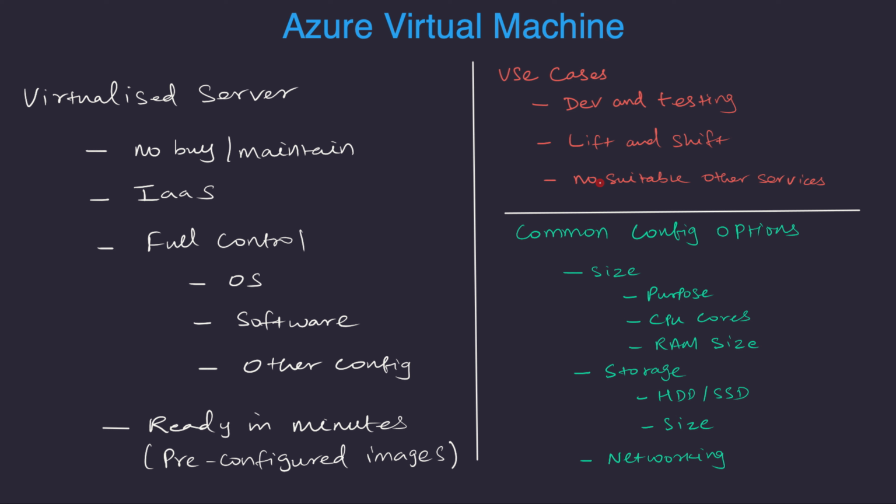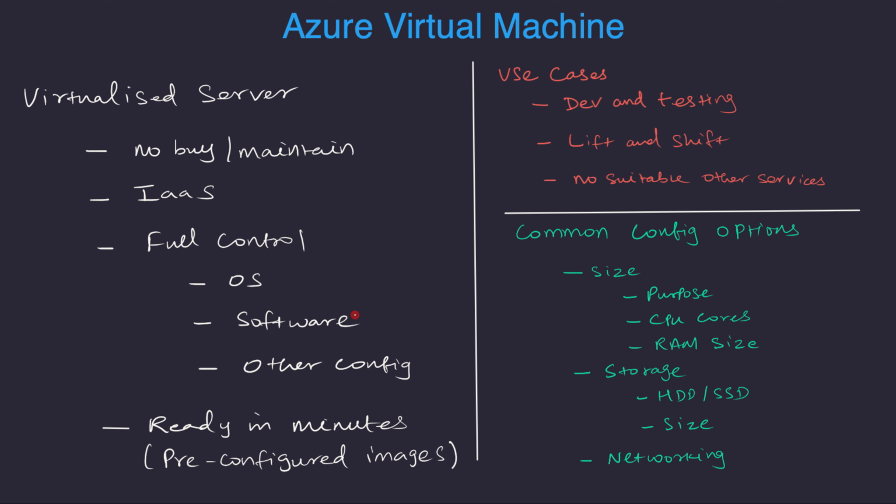And people usually go for virtual machines if other solutions offered by a cloud provider, in this case Azure, are not suitable for your particular use case. For example, if you are using a specific version of SQL Server which is not supported in Azure, then you can provision a virtual machine, install that version of SQL Server in that virtual machine, and you can start using it.